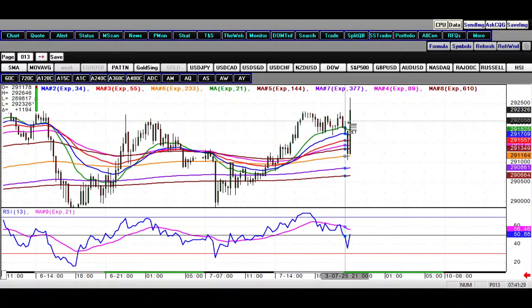Okay, now it's 23 half. If you didn't get a chance to book profit, I suggest you book. Did you manage to take an entry and did you manage to book the profit?